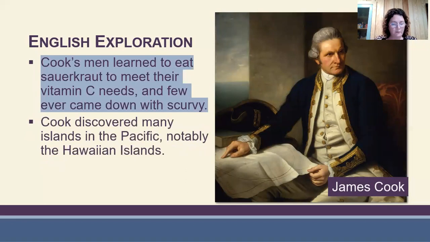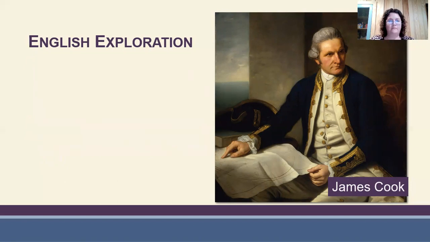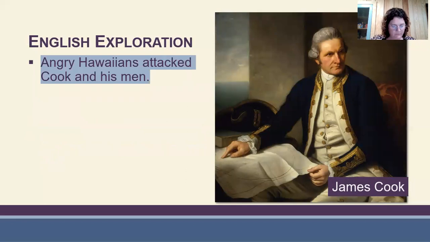So Cook discovered many islands in the Pacific, notably the Hawaiian Islands. He differed from other explorers by treating the island peoples fairly and generously. Cook often noted in his diaries good characteristics and abilities that he observed in the islanders. One way that Captain Cook dealt with problems with the island people, however, led to his death.